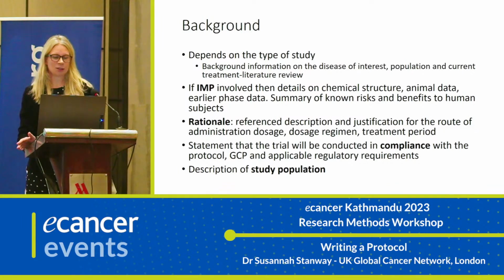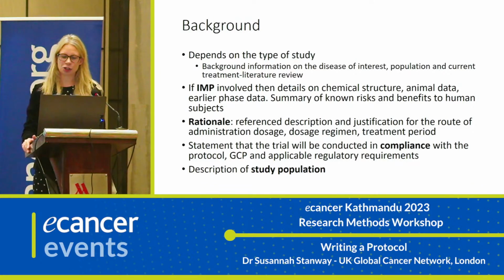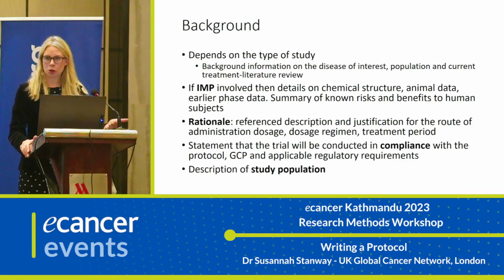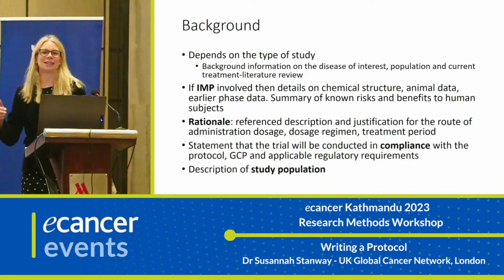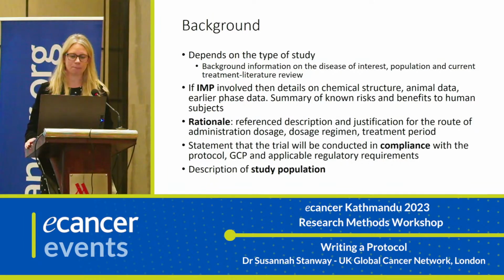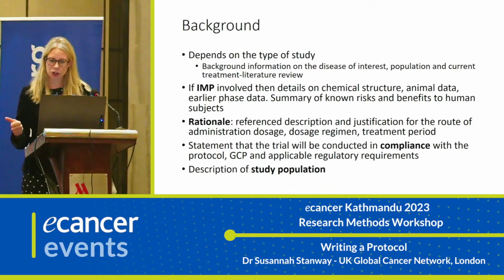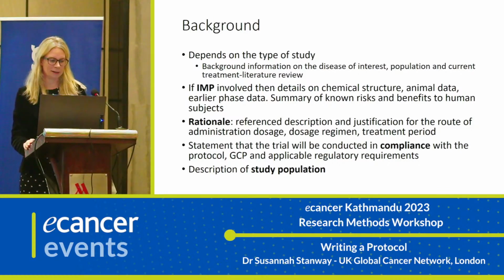Then the next section should be about the background of the study. So this depends on the type of study that it is, but it should involve writing about the disease of interest, who the population is that you're studying, and a current literature review, which has led you to why you're doing this study. If an investigational medicinal product, an IMP, is involved, then details of the chemical structure should be there, preclinical data, earlier phase data, and a summary of known risks to humans and benefits.